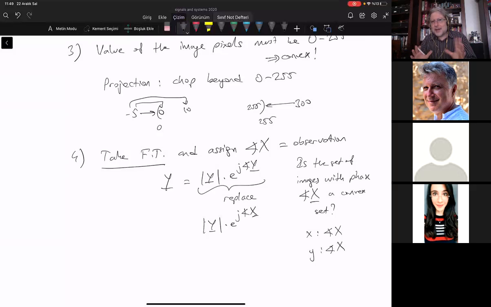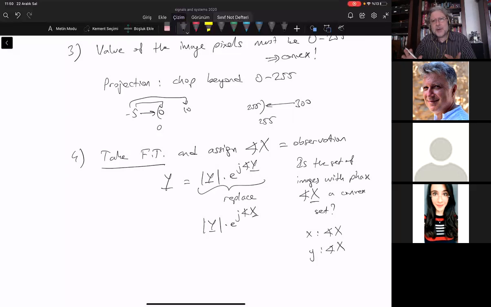Okay, so the set of images, all with the same angle term, angle of x, when you blend them, you will always get the angle of x. So that's why it's a convex set. Their blends will always give the same angle. So it is a convex set.